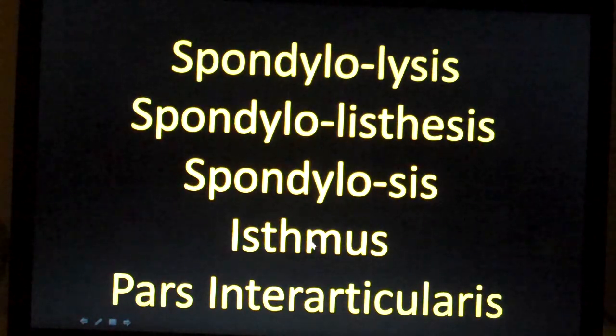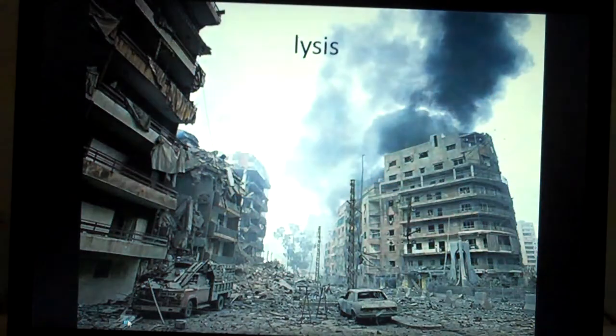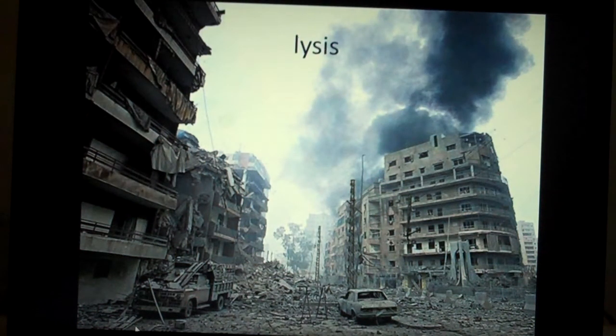Isthmus is where the spondylolysis occurs, and the pars interarticularis just means place. Interarticularis means between the two joints. So lysis just means destruction.